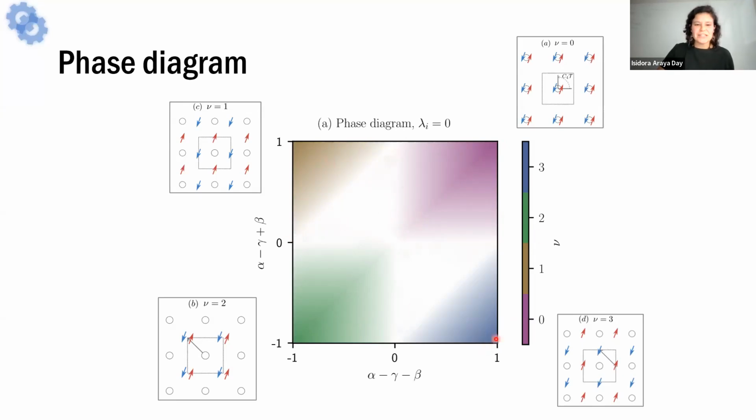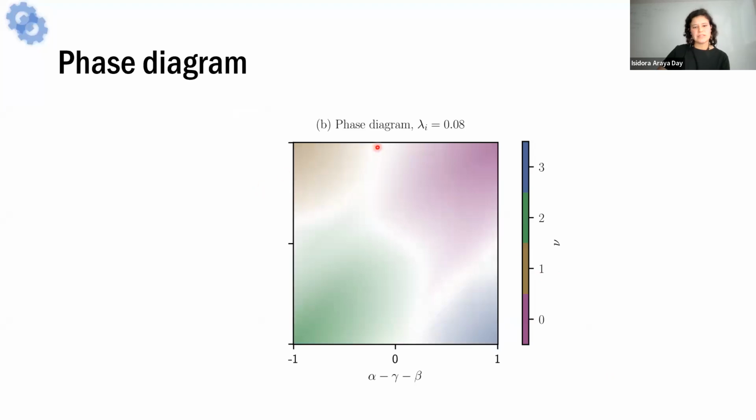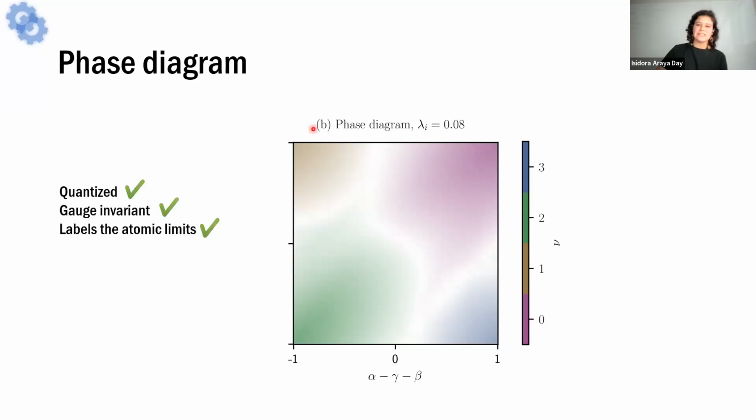So the coloring in this plot has transparency that is proportional to the gap, or inversely proportional to the gap, such that the white represents gapless regions. So here I'm showing the case where lambdas are 0. So we have no extra symmetry breaking terms. But if we add them, we see that the phase diagram becomes more complex, but it still behaves according to what we expect. So the invariant is still quantized. It is still gauge invariant, and it labels all the atomic limits.